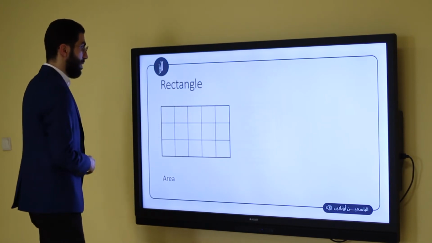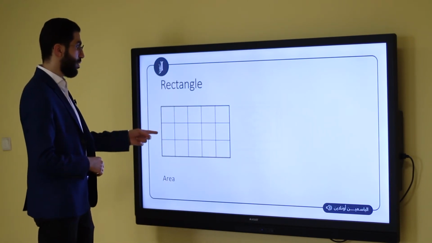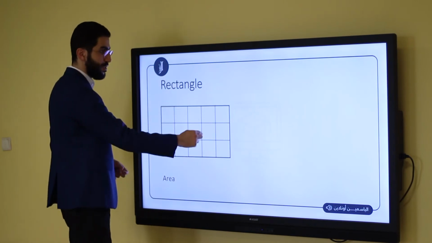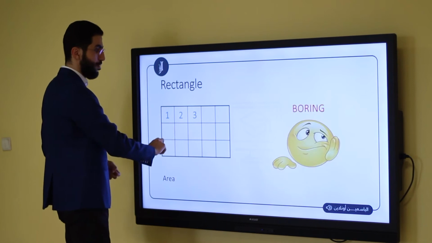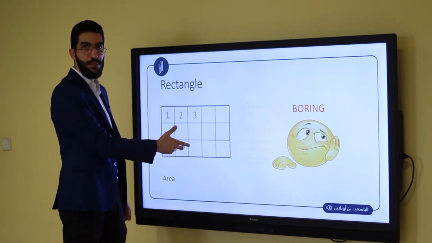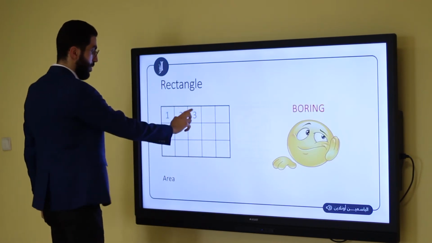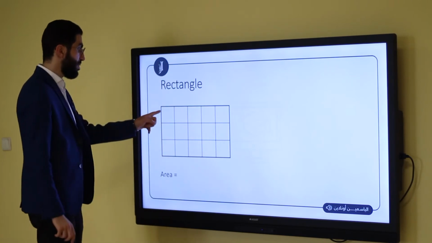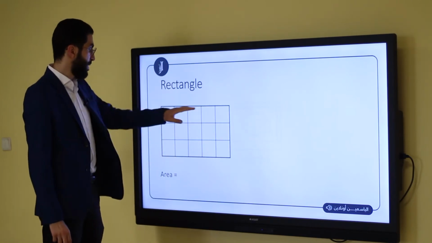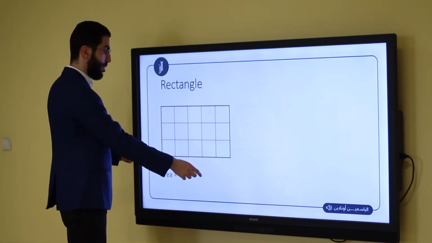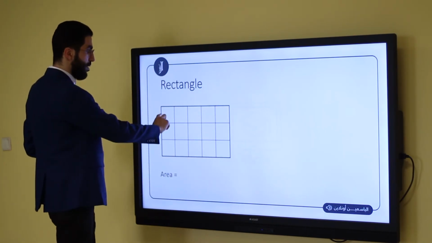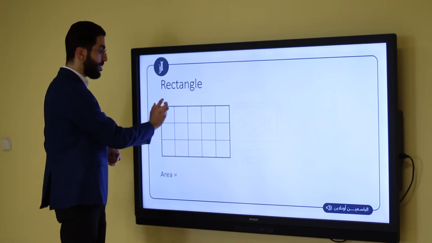So now, what if we have a rectangle? Again, we need to count the squares to find the area. So 1, 2, 3, but this is boring, counting all of them. But what do we know? We know that in the rectangle, we have this side and this side, the opposite sides are equal, and these two are equal, okay? So now let's see this row. The first row, how many squares do we have?